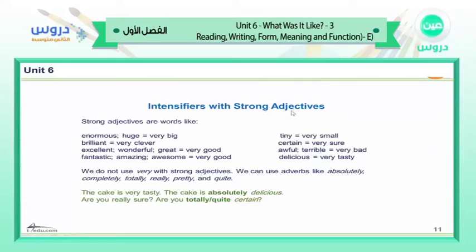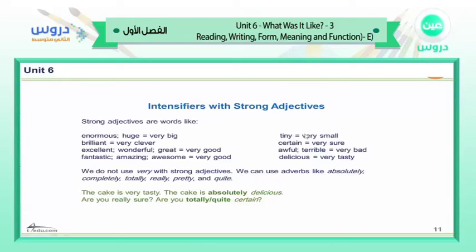Intensifiers with strong adjectives. Strong adjectives are words like enormous. When I say enormous or huge, I mean very big. This is an adjective, but this is an intensifier. Brilliant means very clever. Not only clever, very clever. Excellent, wonderful, great mean very good. Not only good, very good. Fantastic, amazing, awesome mean very good also.